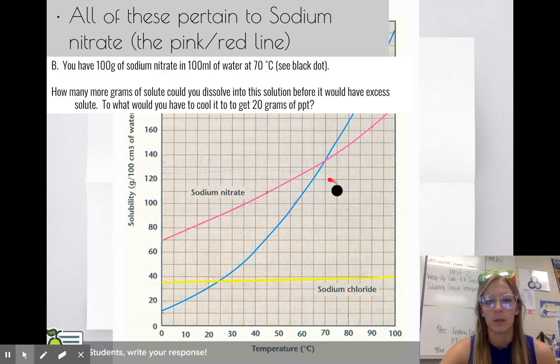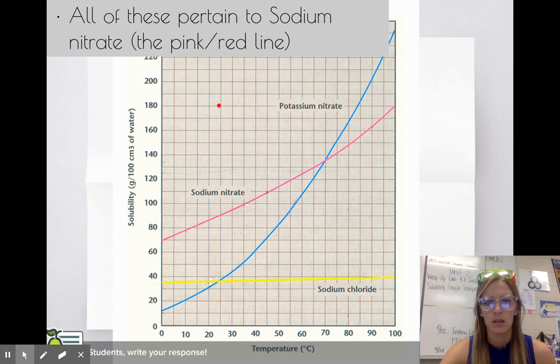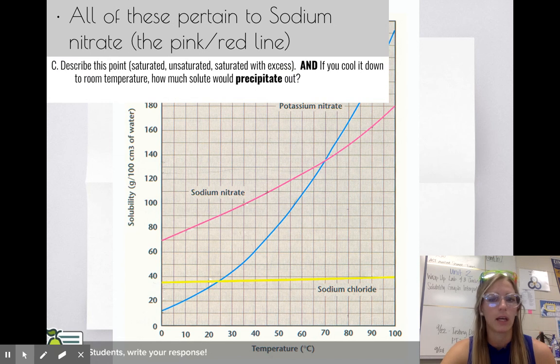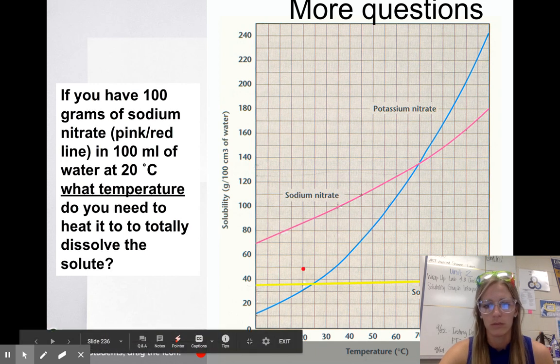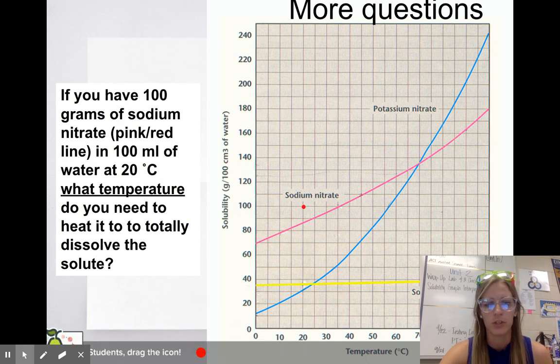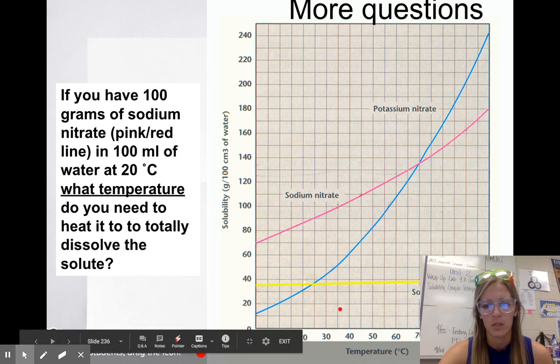Here we're looking at this position on the chart, answering our question. Then you're looking at precipitate out again, so counting down to the line. And then if you have 100 grams of sodium nitrate, our pink or red line, at 20 degrees Celsius, so room temperature, we've got 100 grams. What temperature do we need to heat it up to totally dissolve it? So we're going to follow over till we meet our pink line, and then we're going to go down and estimate our temperature.